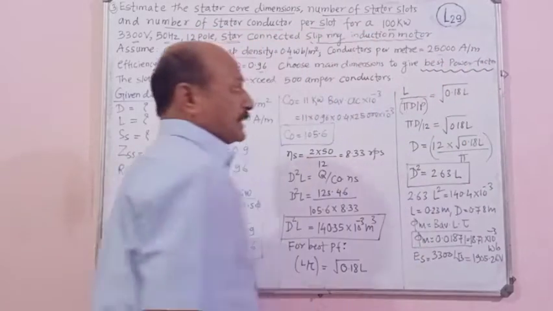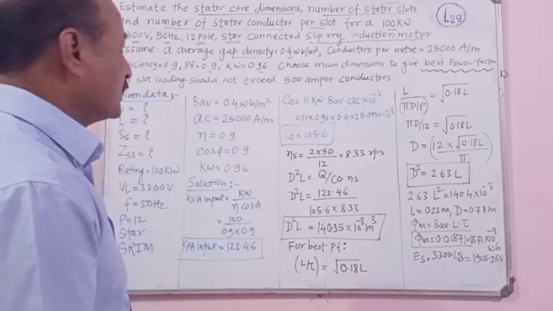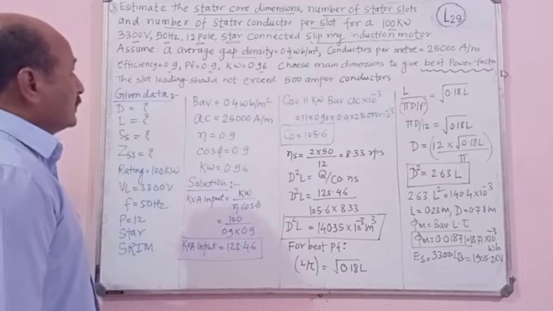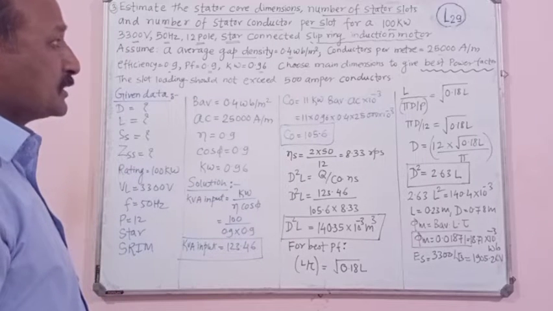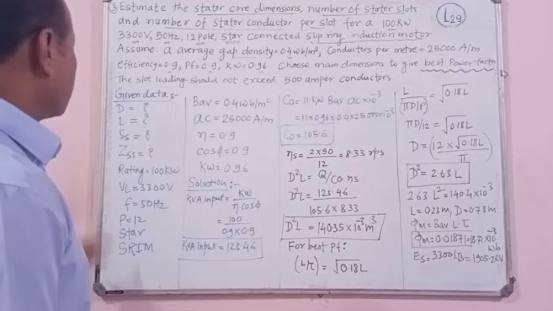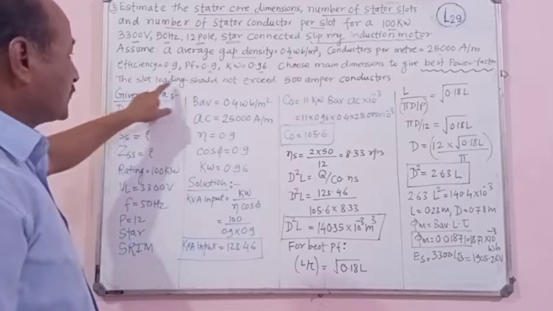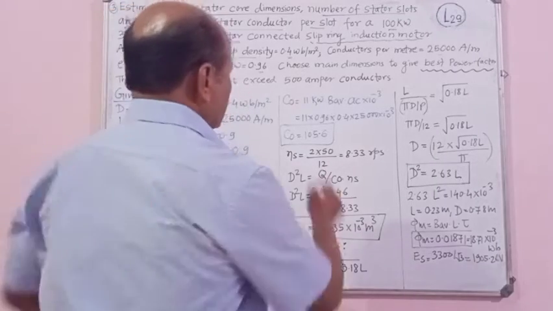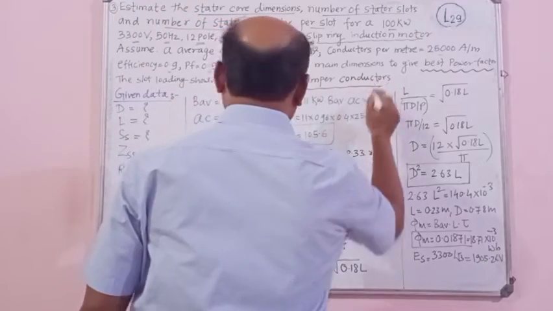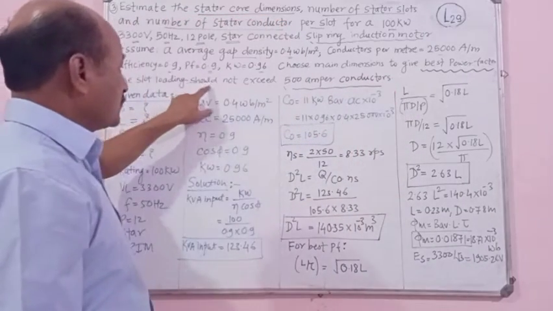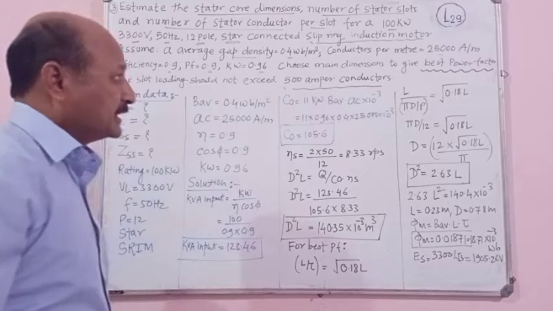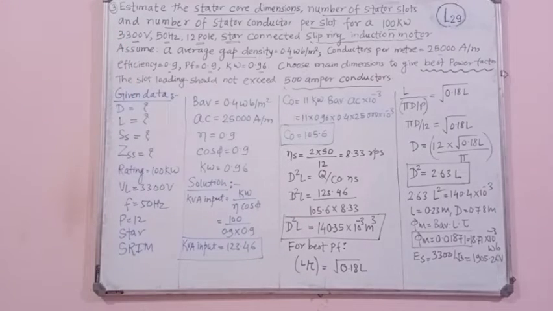Choose main dimensions to give best power factor. To get the best power factor, we have to design the stator core dimensions accordingly. The slot loading should not exceed 500 ampere conductors.